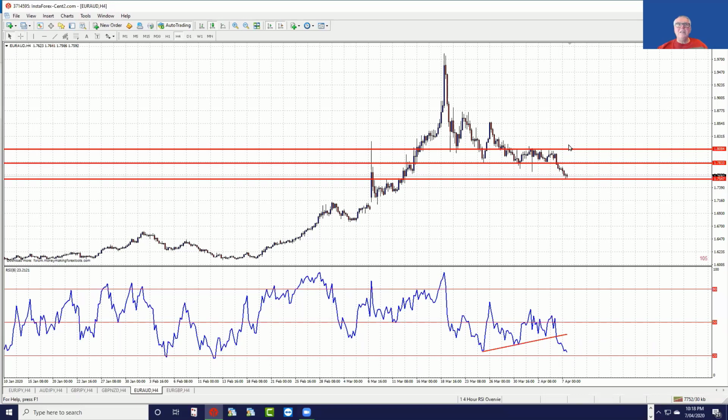So the Euro Oz is a fantastic currency. If you can master this cross, you can do pretty well. And I've done quite well with some of the moves on this particular currency because it moves so amazingly fast.